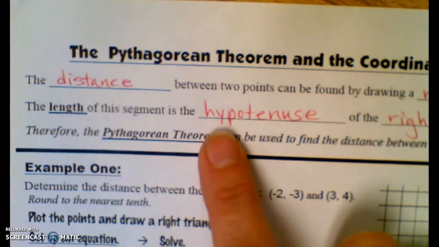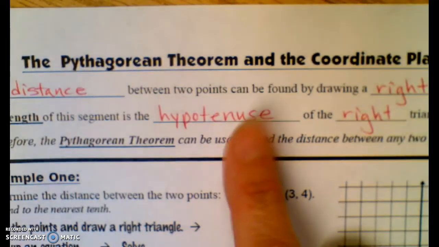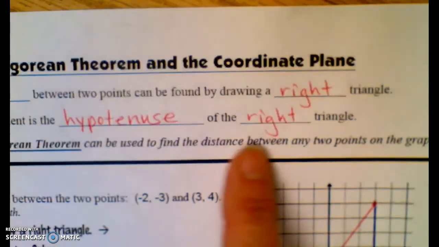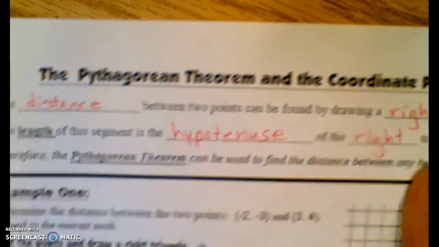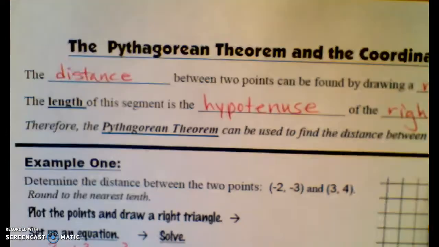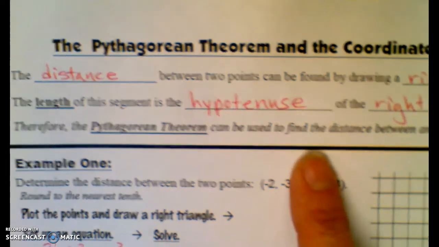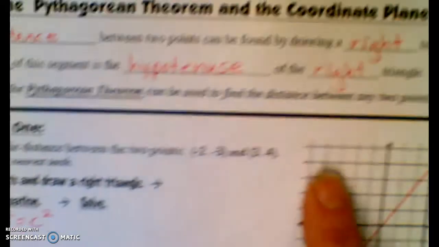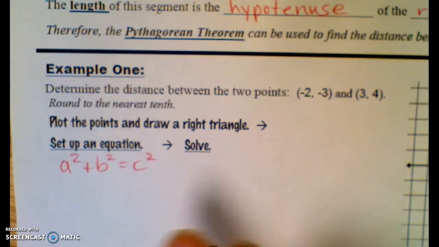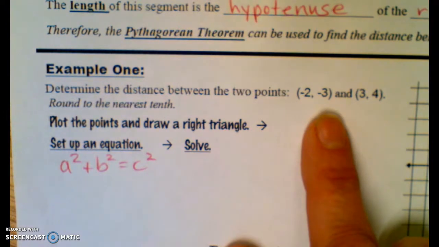So the length of the segment that you're looking for is actually going to be the hypotenuse of the right triangle that we draw. So that's the first thing, is making sure that your notes are filled in at the top. Therefore, the Pythagorean theorem can be used to find the distance between any 2 points on the graph. So the first question we have to do together is determine the distance between these 2 points.